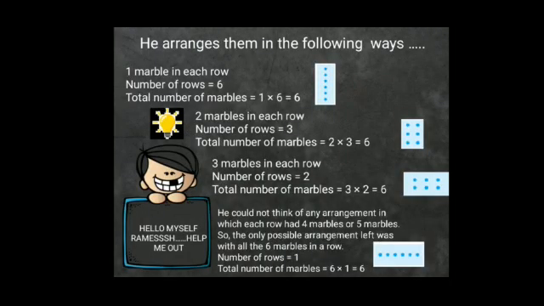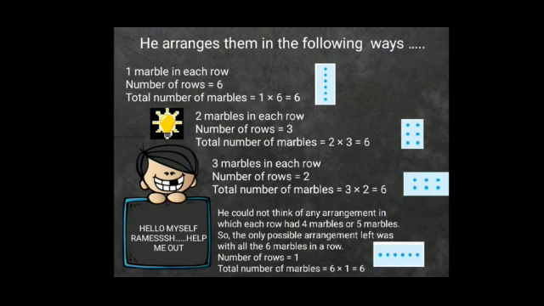Now, Ramesh has 6 marbles with him. He wants to arrange them in rows in such a way that each row has the same number of marbles. He arranges them in the following ways and matches the total number of marbles. In the first case, you can see that the number of rows is 6 and there is 1 column. So 1 multiplied by 6, the number of marbles comes to 6.